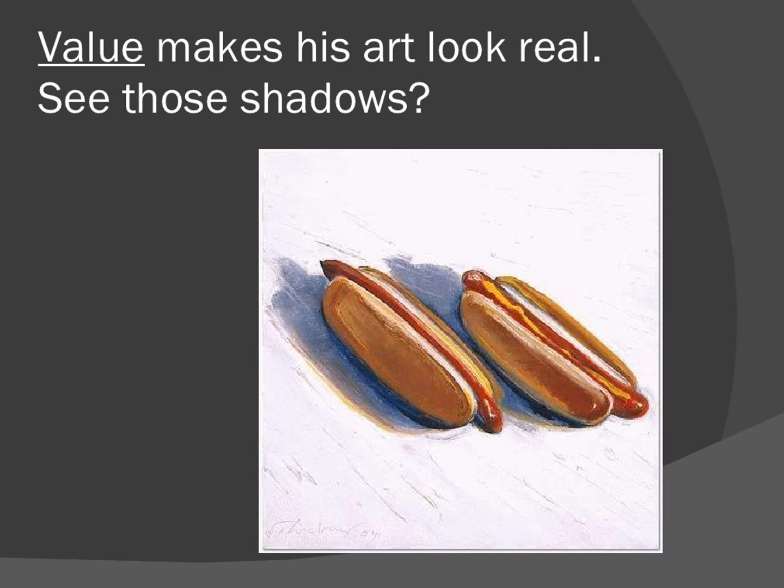Here's a great example of how he's using different values. Value is how light or dark something is. He has those shadows, and then he also has the highlights.